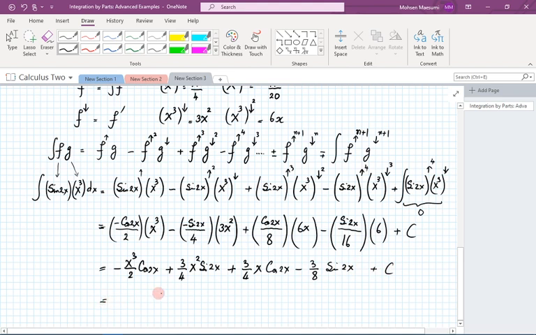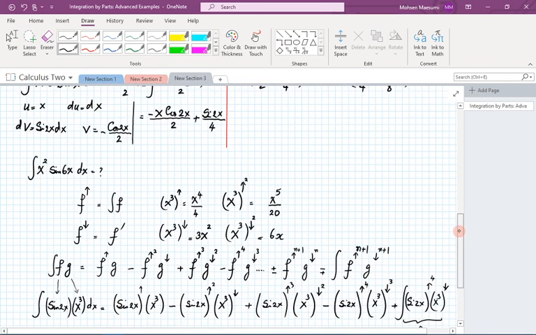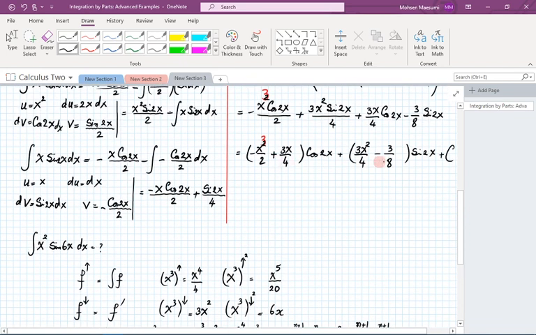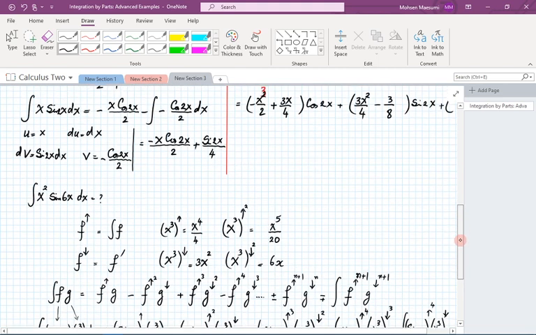Let's clean up. So if I collect my cosines, what do I have? Minus x cubed over 2 and 3/4 of x. If I collect my sines, let's keep our fingers crossed, make sure we are not making any mistake here. I have 3/4 of x squared minus 3/8 and a constant. So that is pretty much what we had here, hopefully.